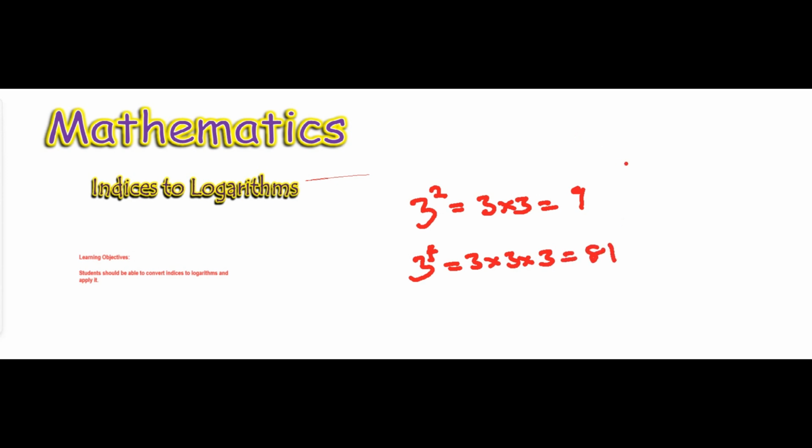Anytime you have any expression in the form b raised to power p to give you a, the b here is always called the base number, or you simply call it base. And the p on the top is referred to as the power, or you call it index or exponent. And this a is called the argument.